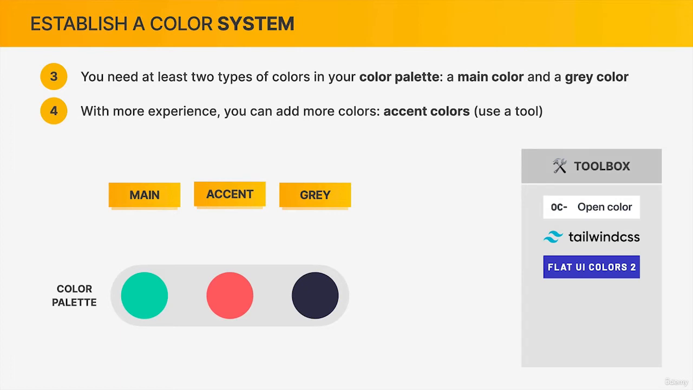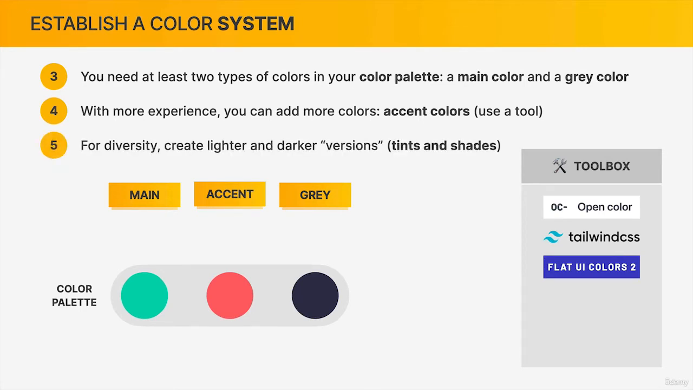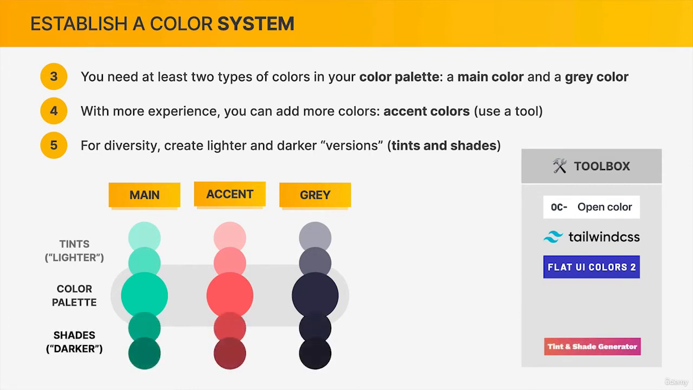Okay, so let's say you now have your main, accent, and gray colors. Now, when you design real-world interfaces, you will always need some lighter and some darker versions of these three colors. And the lighter versions, we call them tints, and the darker versions we call shades. And this is especially important for gray colors, as you will usually need many different gray tones for text in different places or different states, for example, different button states.